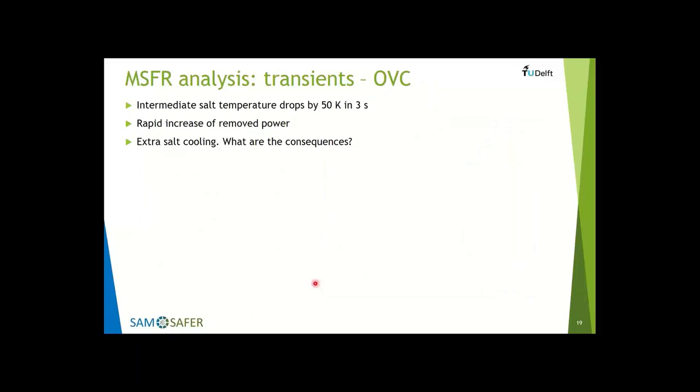So what happens if we quickly increase the power extracted from the heat exchanger? This happens, for example, when you have a certain malfunction in the energy conversion circuit, might be a depressurization of the circuit, or in the secondary circuit. So what happens, for example, when we quickly, in 3 seconds, decrease the intermediate salt temperature by 50 Kelvin?